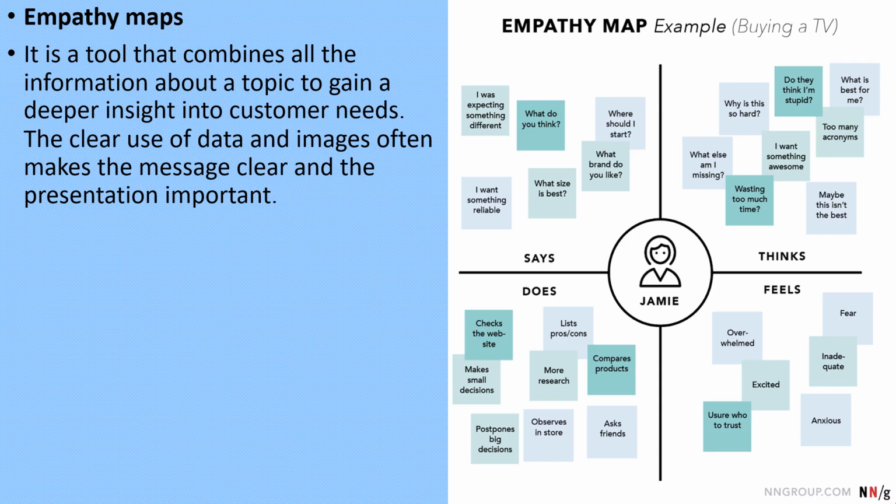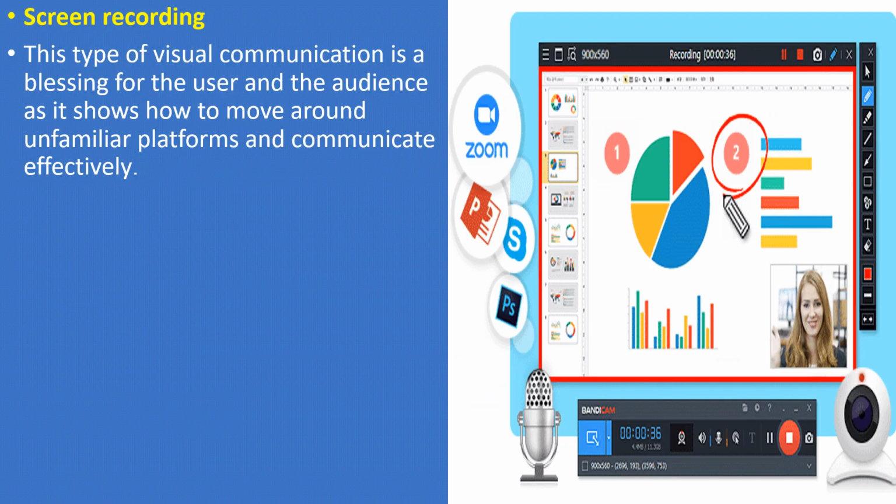Empathy maps is a tool that combines all the information about the topics to gain a deeper insight into customers' needs. The clear use of data and images often makes the messages clear, and the presentation is important. You just say that empathy map. Okay, so Jimmy says, does, thinks, feels. These are the four things we saw about the empathy map. Okay, so these are the empathy map example.